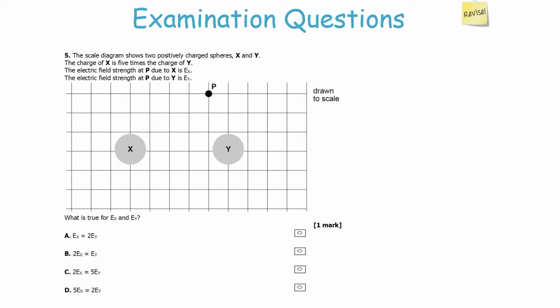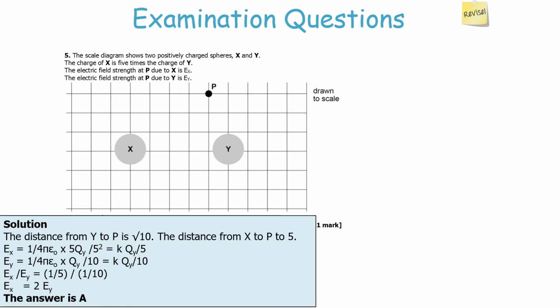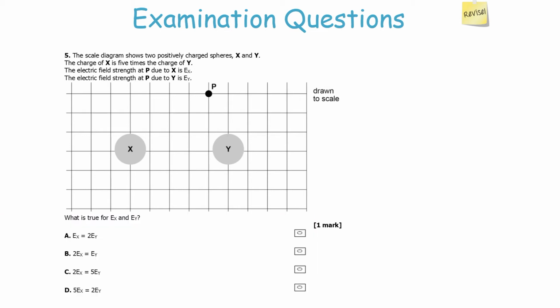Right, so what again you've got to do is work out the size of the electrical field strength due to X at P and due to Y at P, and then look to see how they link to each other. So we can tell straight away that the distance from Y to P is square root 10. We can do that by taking our measurements and using the idea of triangles, whilst the distance from X to P is 5. Once again, we can do this by taking our measurements and working it through.